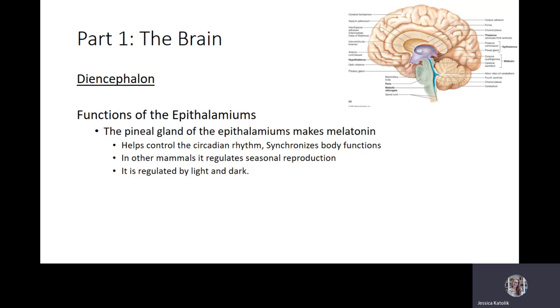Also, another thing that melatonin is used for in other organisms, other mammals, is regulating seasonal reproduction. Other mammals actually reproduce at certain times during the year, and melatonin can help regulate that reproduction cycle.